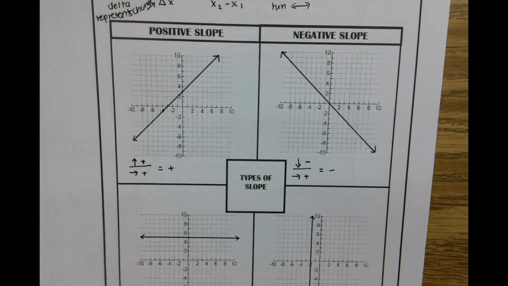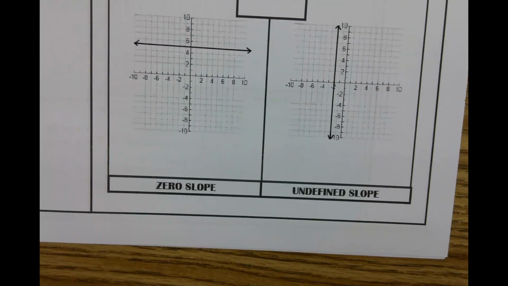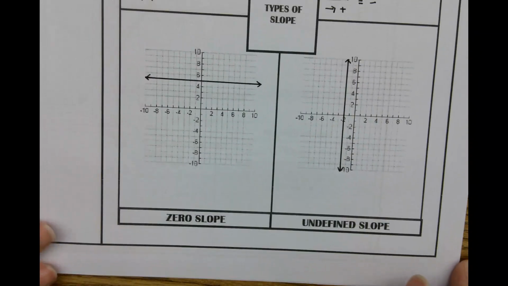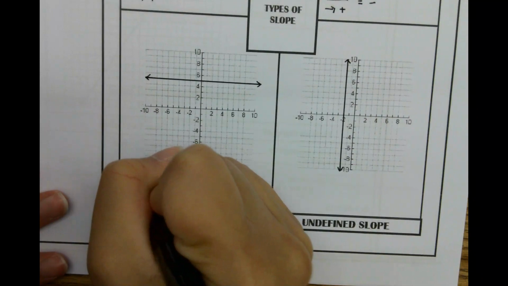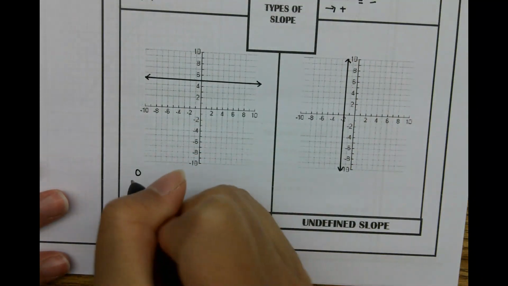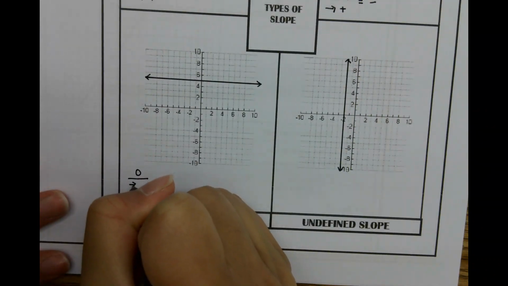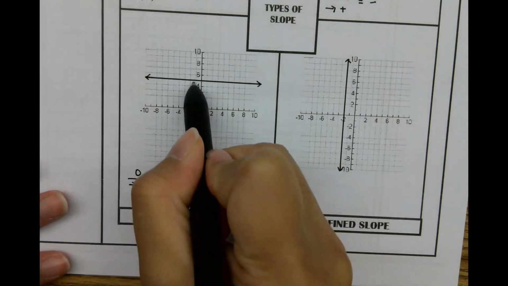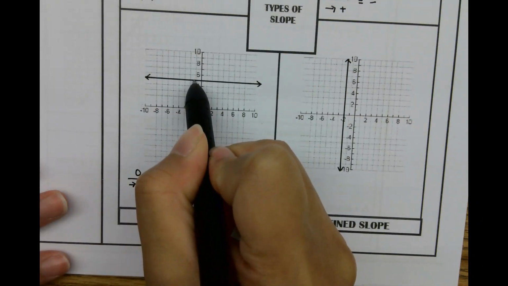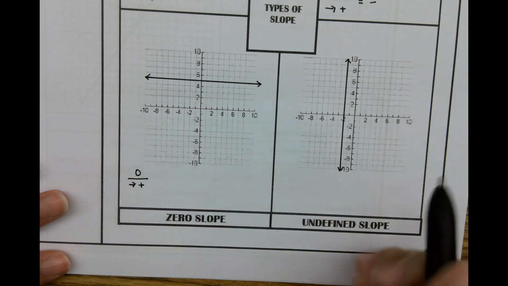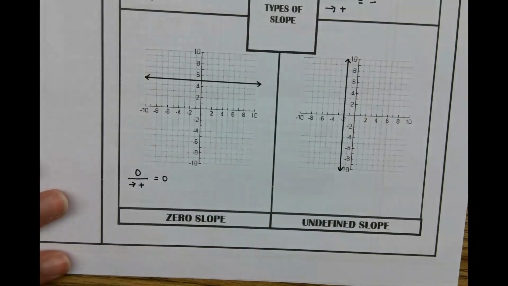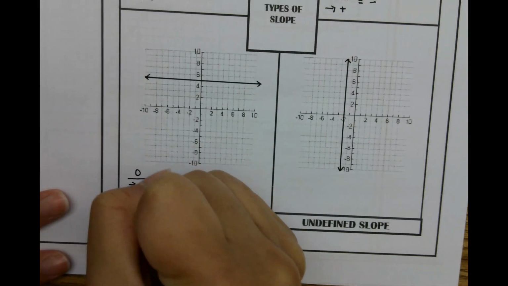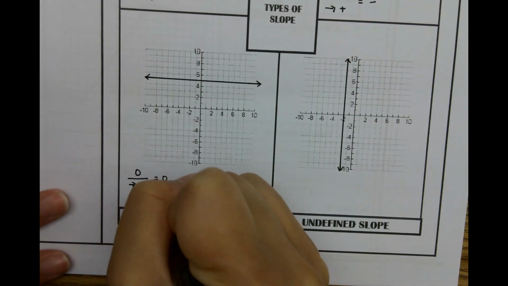Our other 2 kinds of slope are for our horizontal and vertical lines. So this is a zero slope. The reason why is because from one point to the other, we don't go up or down at all. However, we are moving to the right. So here to here, I'm not going up at all or down at all, but I am moving towards the right. And 0 divided by anything is 0, and so that's why this is zero slope, and this is for horizontal lines.